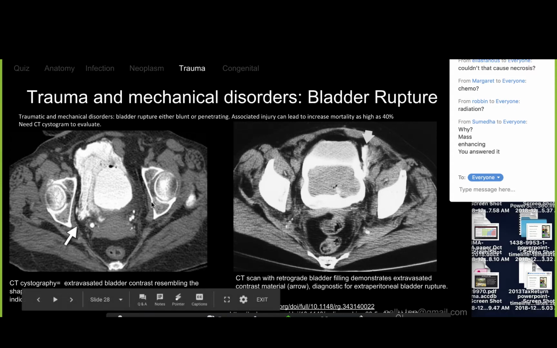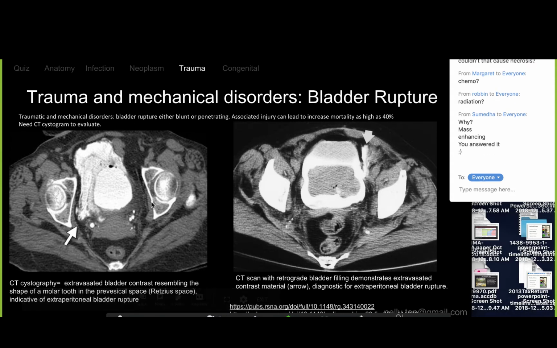Oh, okay, great. So trauma and mechanical disorders. These are the things on that USMLE content list, so these are just copy and pasted from there. Bladder rupture. So bladder rupture can happen in trauma. Patients typically have other pelvic traumas if you have bladder rupture.